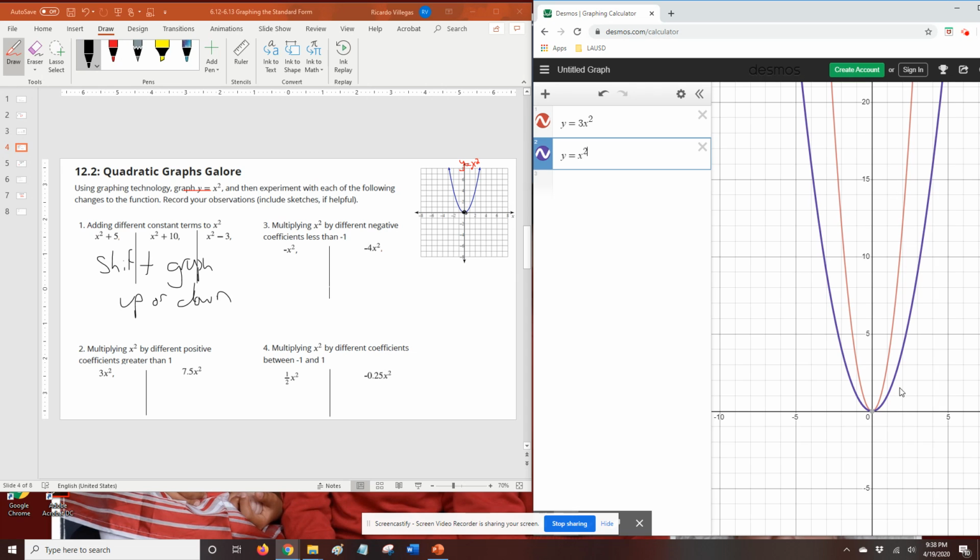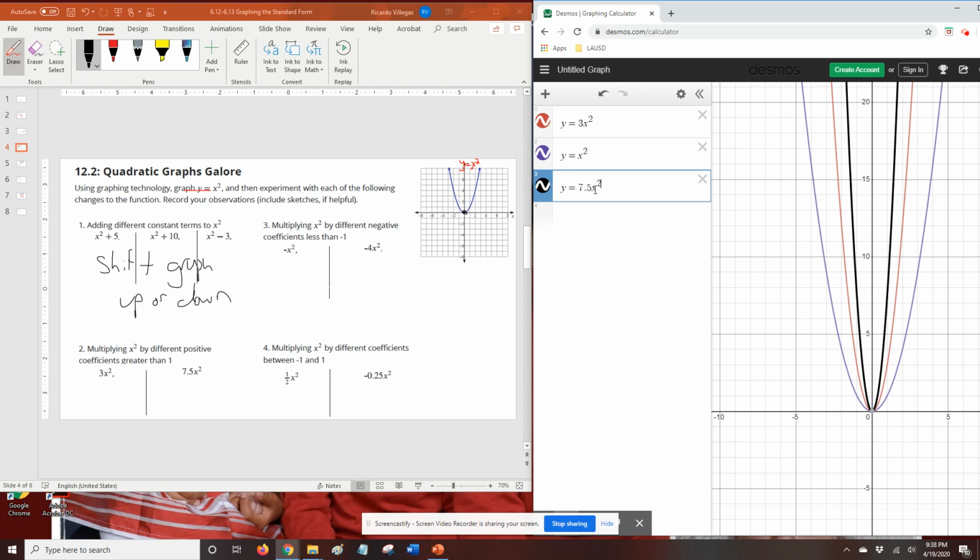And in the first one, we typed in y equals 3x squared. So what happened from the original to the new one? Now, what would happen if I were to type in y equals 7.5x to the power of 2? Now, 7.5x to the second power is the black graph. So notice that we have our original equation, x squared, but when I multiplied the x squared times 3, what happens? All right, and then when I multiply that now by 7.5 instead of 3, what happens to the graph?